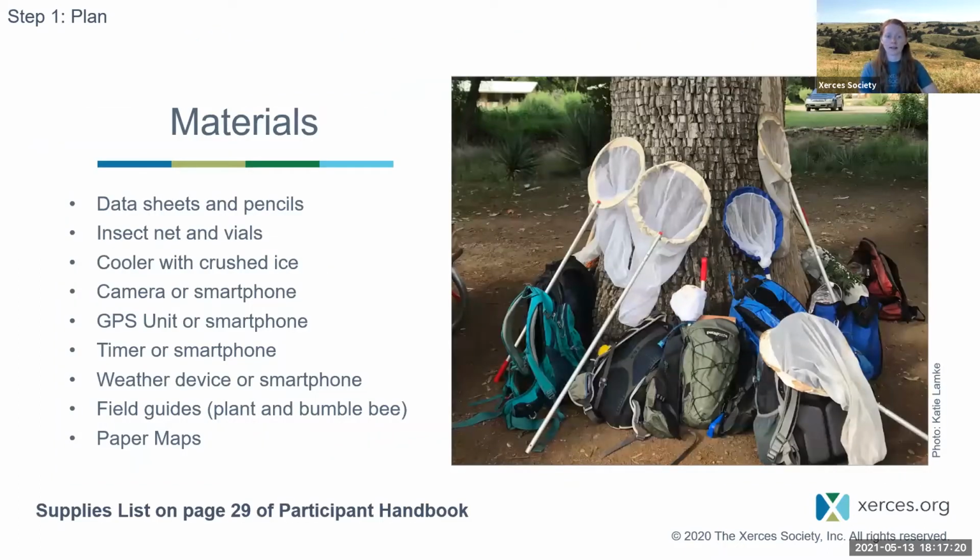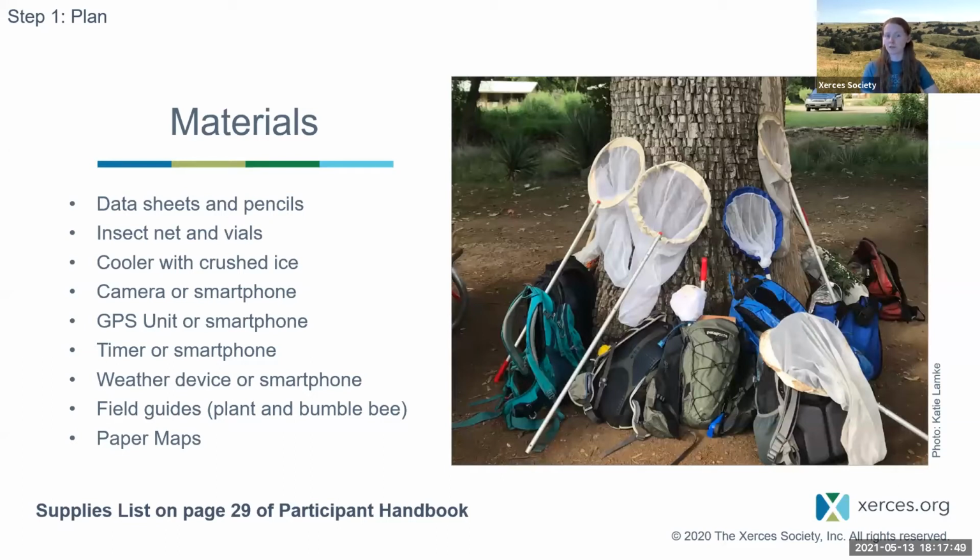And then lastly, before you head out to your survey area, you want to make sure that you have all of your materials with you. So you want to bring your data sheets, enough to conduct however many surveys you're planning to run that day, a writing utensil, your insect net, vials. Make sure you're washing your vials with a mild soap and water between your surveys, just to make sure that there's no disease transmission and you're keeping them clean.